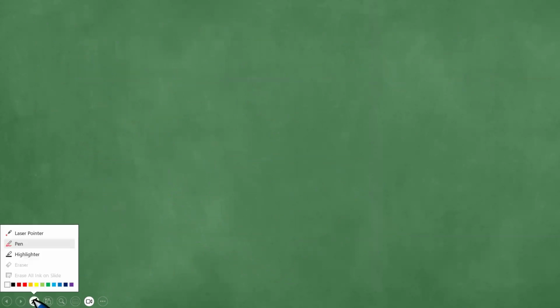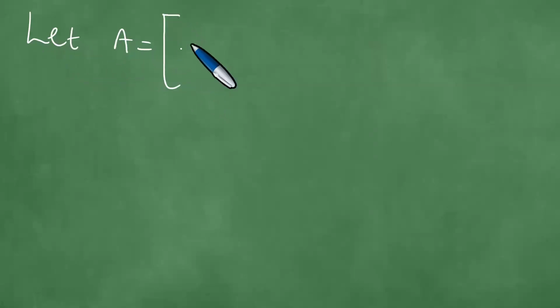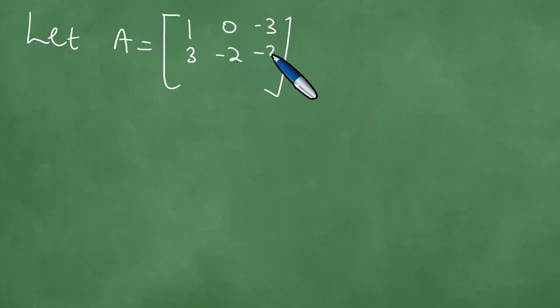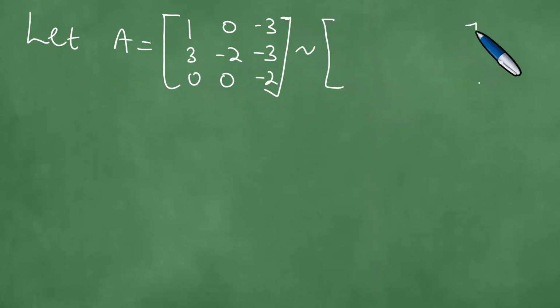Right, now, first things first, we let A be the matrix with rows 1, 0, negative 3; 3, negative 2, and negative 3; 0, 0, and negative 2. Moreover, we make the observation that this matrix must be reduced to an upper triangular matrix.